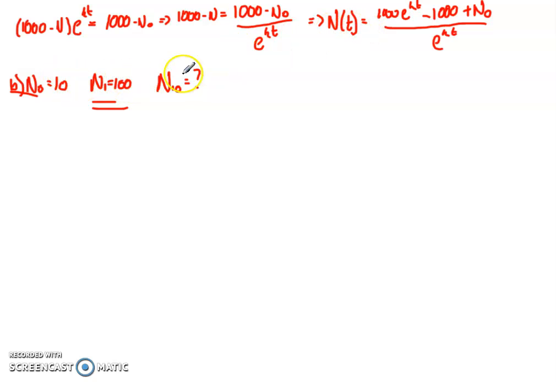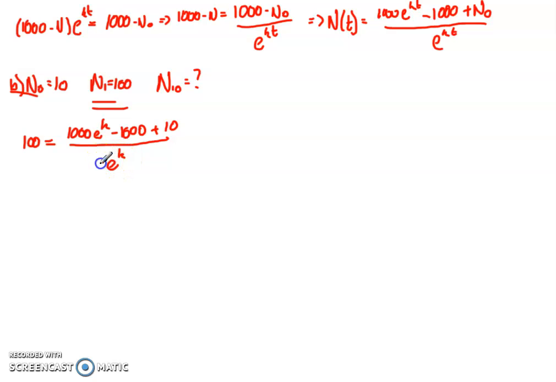So I know that N of t is equal to 100, and I know that the t is equal to 1. So I'm able to say that 100 equals (1000 e to the k minus 1000 plus my N naught. Well, I know my N naught is my initial value, which is 10) over e to the k. So what I've now got is an equation which I can muck about with and find out what the value of k is.